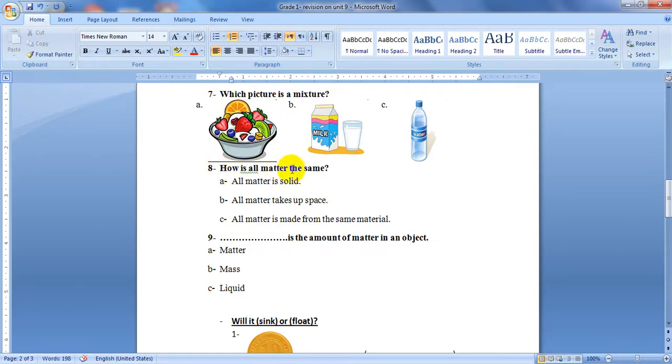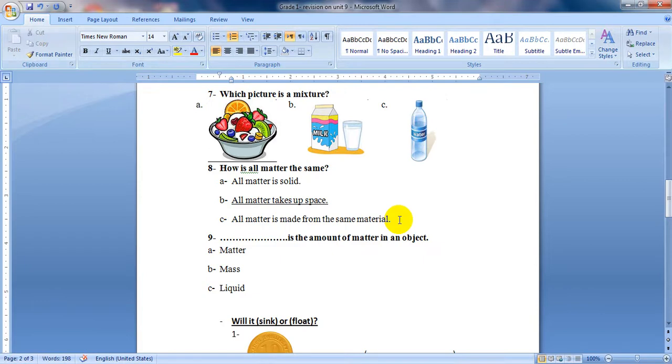Now question number 8. How is all matter the same? All matter is solid. All matter takes up space. All matter is made from the same material. Which one do you think is the correct answer? All matter takes up space. Why don't we choose that all matter is solid? Because we also have liquids and gases around us. What about letter C, all matter is made from the same material?